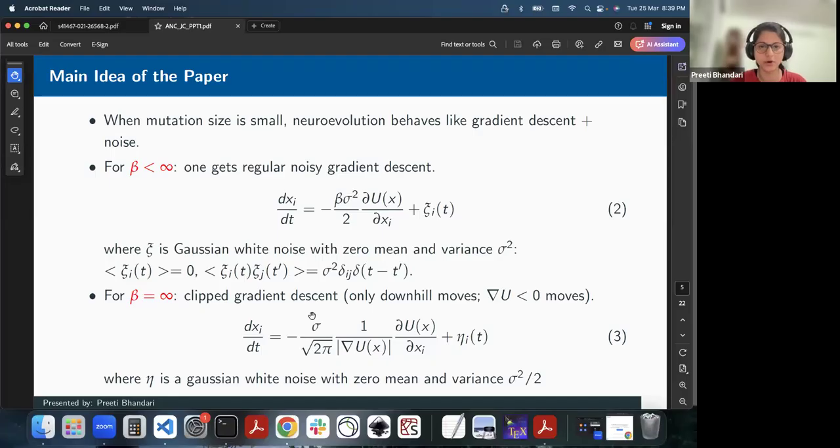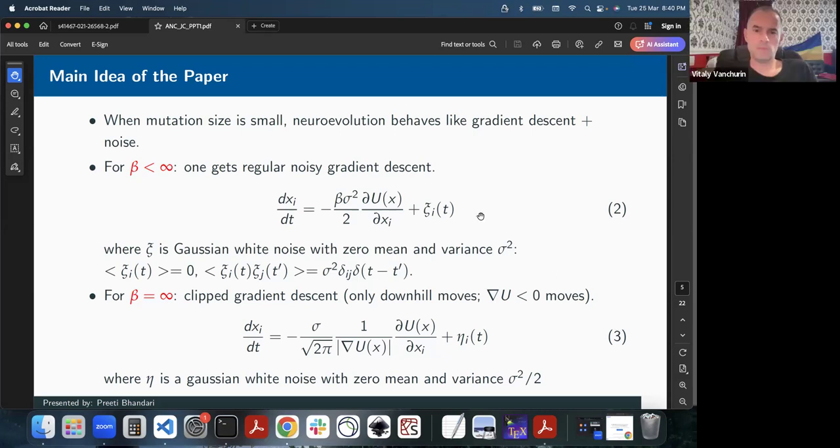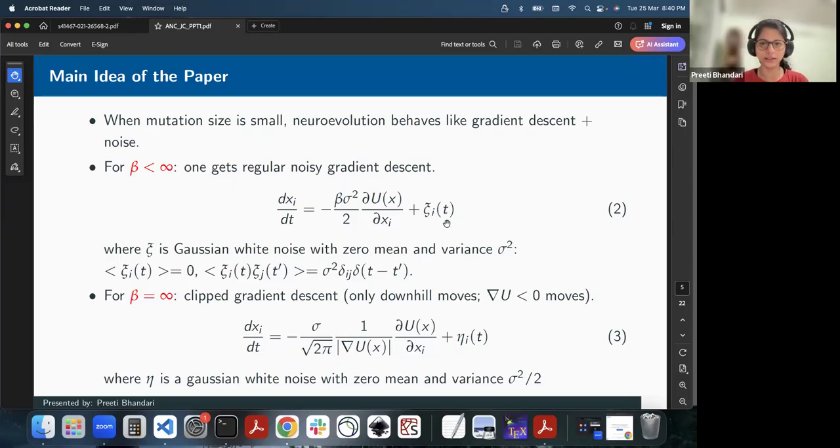That's the main idea of what the paper is, broadly. The main result is that you consider two cases, beta less than infinity and beta equal to infinity, and your equation changes from 2 to 3. Basically, these are the two equations they'll use to calculate the gradient descent. Then you have some noise as well.